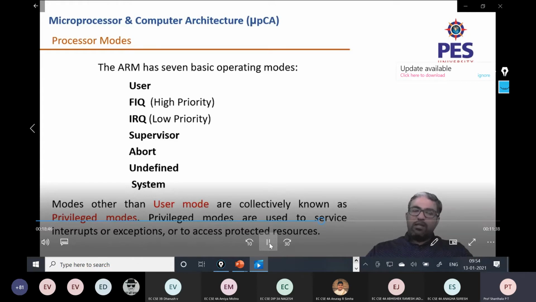If any priority program, whether it is in the supervisor mode, abort mode, undefined mode, system mode, or the interrupt mode, in interrupt handling situations, whether high priority or low priority, the user program will be removed from the processor for execution, right? So what exactly do you mean by this?